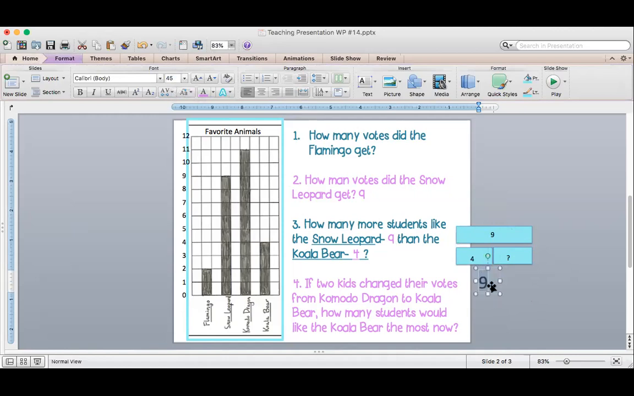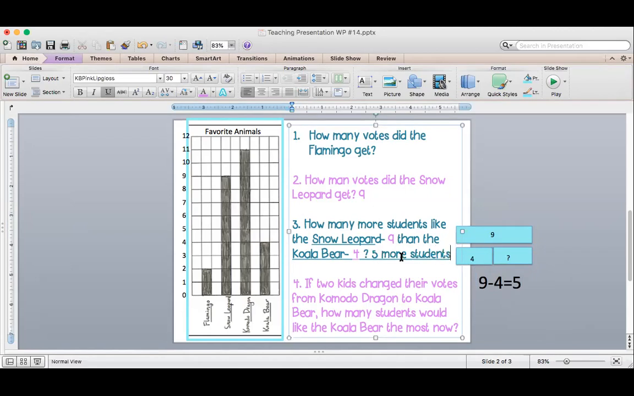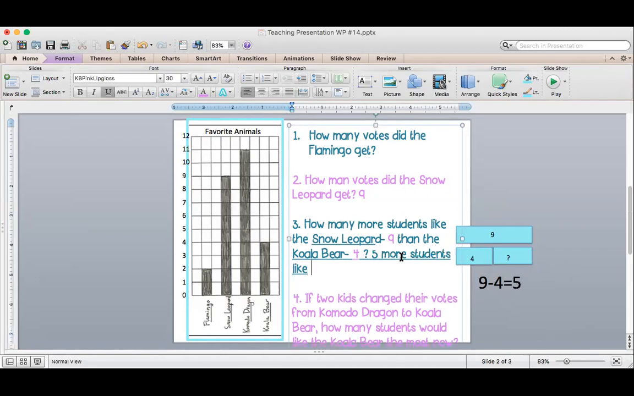9 take away 4 equals, this is one we could even do in our head or with our fingers real quick, 5. So what does that answer 5 mean? 5 more students like the snow leopard. And that would be our complete answer. 5 more students like the snow leopard.